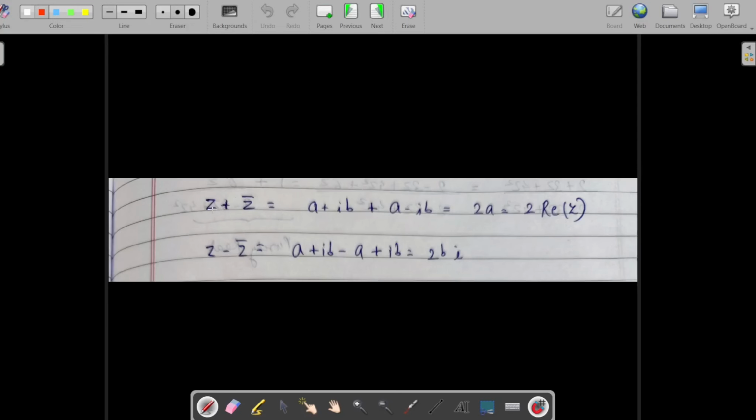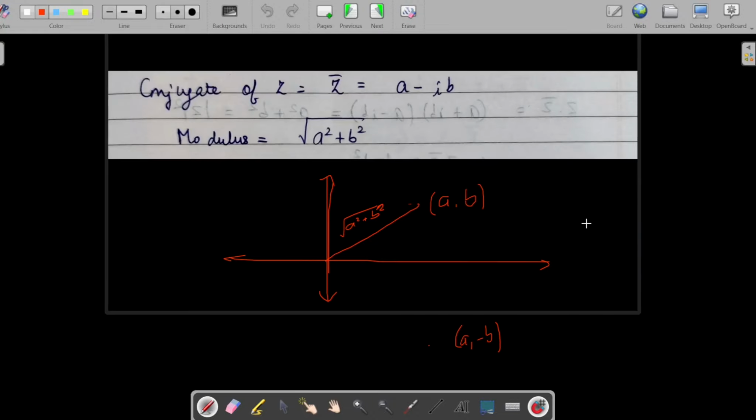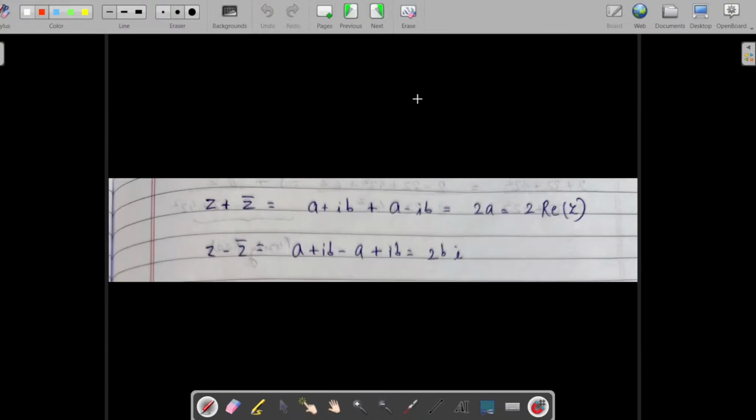Now, we can manipulate z plus z bar, and what we will get is a plus ib plus a minus ib, because the conjugate of z is a minus ib. We get 2 times a, which is 2 times the real part of z, because a is the real part of z. Similarly, z minus z bar will be a plus ib minus a plus ib, because minus times minus ib becomes plus. So this cancels out and we get 2b into i.